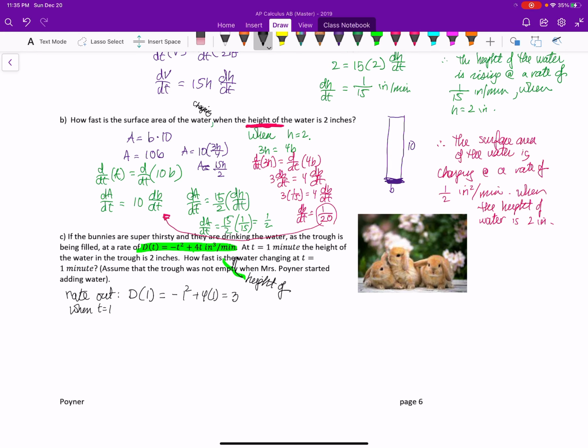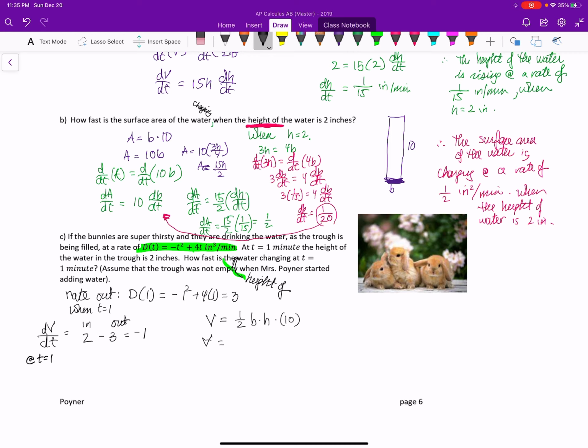So that means then the volume, dV/dt, we have a rate in and a rate out. The rate in at t equals 1 is going to be 2, but the rate out is going to be 3. So that's going to be negative 1. So now my volume is decreasing at that time. So then we need to look at what was the volume in the first place. It was 1/2 base times height times the length of the trough, which was 10.